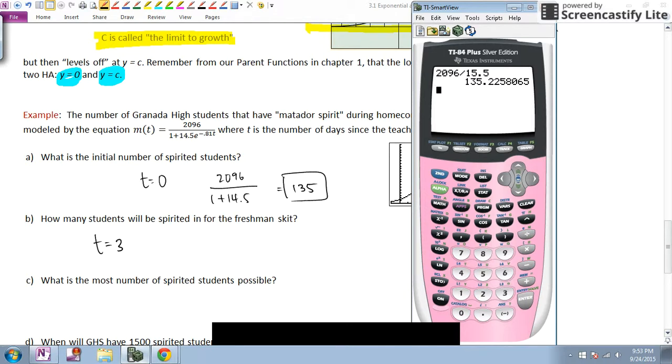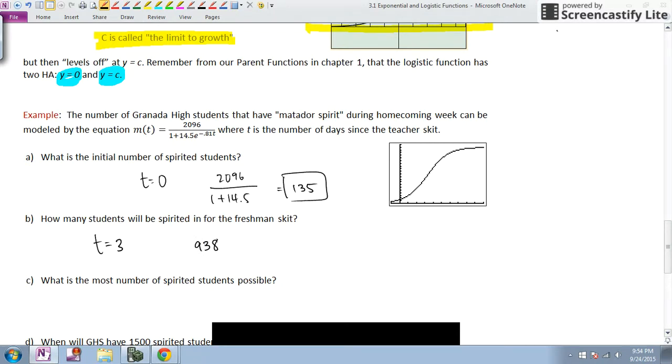So again, I'm going to use my calculator to calculate a nice, simple 2096 over, by the way, that's the population of, I think, Granada. Kind of guessed, but we can pretend it's awesome. E to the, what do I have? Negative 0.81 times 3, and boom, holy macaroni, the teachers have fired up some kids. So the freshmen are very thankful that there are now 938 spirited students at Granada after that teacher skit got them all fired up.